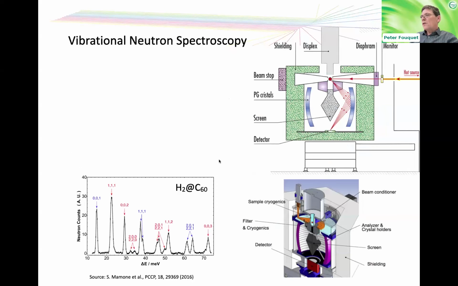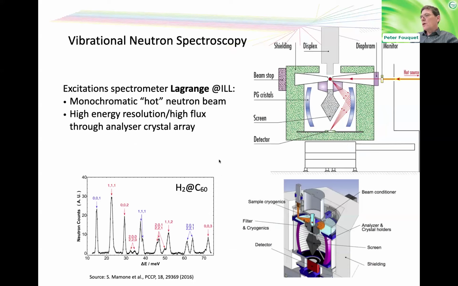Now, the first spectroscopy that I want to highlight that we have, for example, at ILL, is vibrational spectroscopy. That's on the fast neutron end. And one very useful spectrometer that we have for looking at hydrogen-containing materials, for example, is Lagrange. Lagrange is a very recent and very, very high flux instrument where you can use, in neutron standards, very small samples.